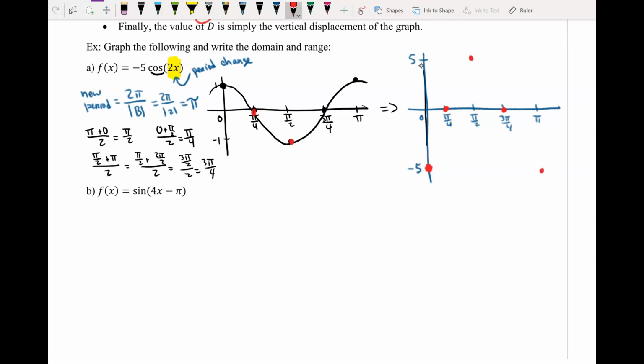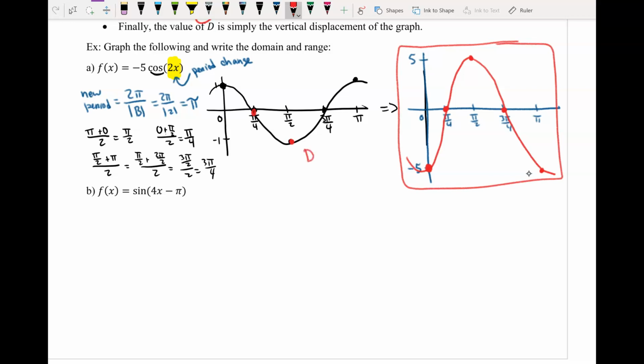So you can see that the graph got stretched up and flipped. Before it looked like a U, now it looks like, I don't know, some mountain. Okay. So this would be the final graph.